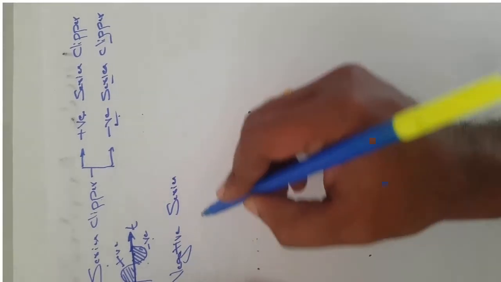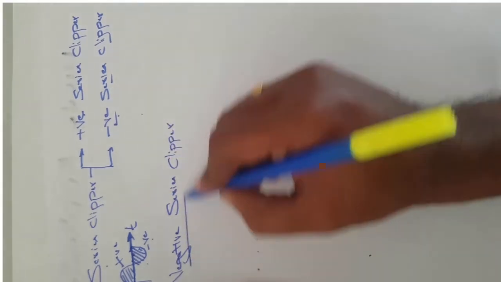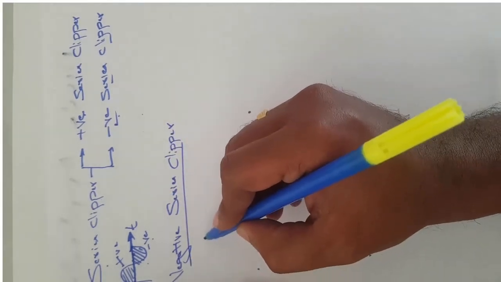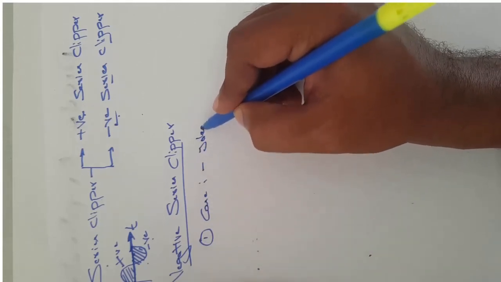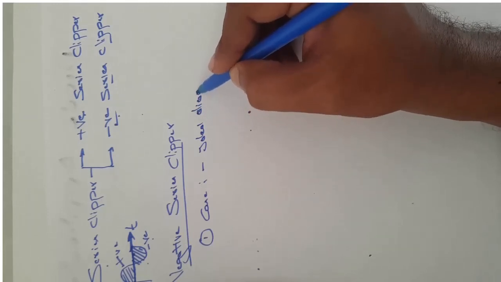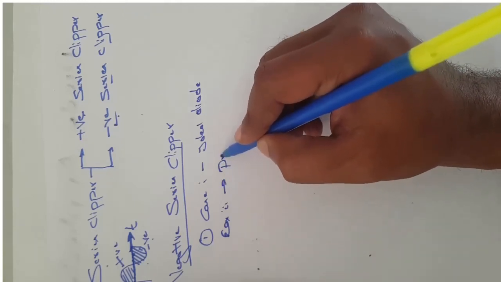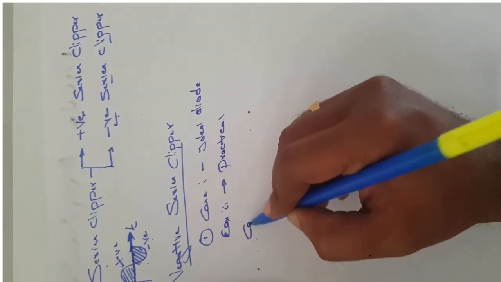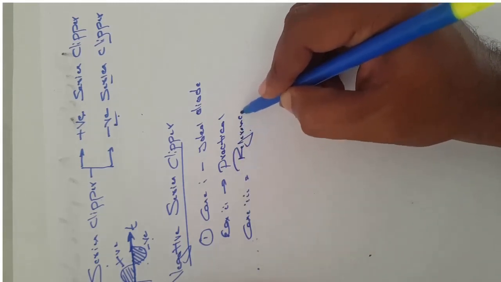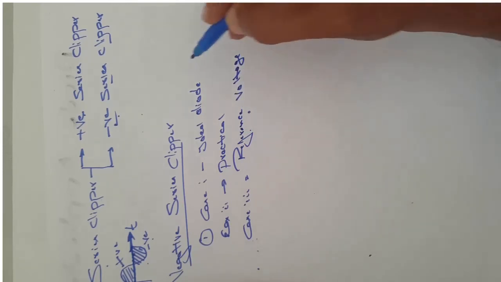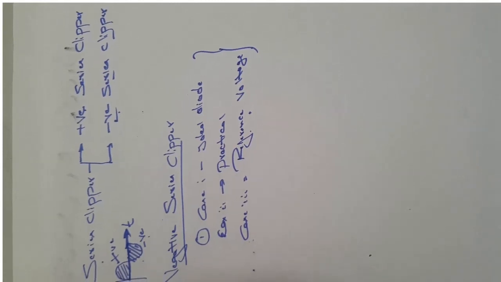And again, in each clipper, for example, let me take a negative series clipper. In this negative series clipper, we'll be discussing three cases. Case 1 is all about considering the diode as an ideal one. In case 2, we consider the diode as a practical one. And case 3, by having some reference voltage. So these are the three cases we are going to discuss in each type of clipper.